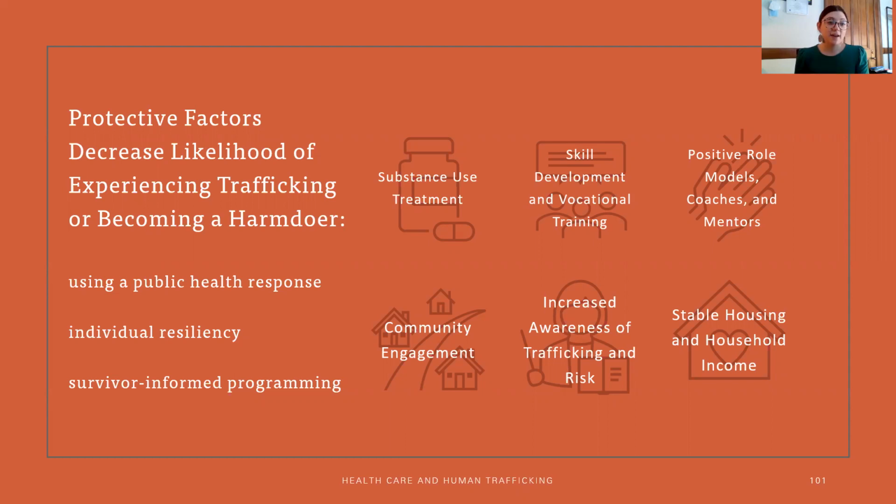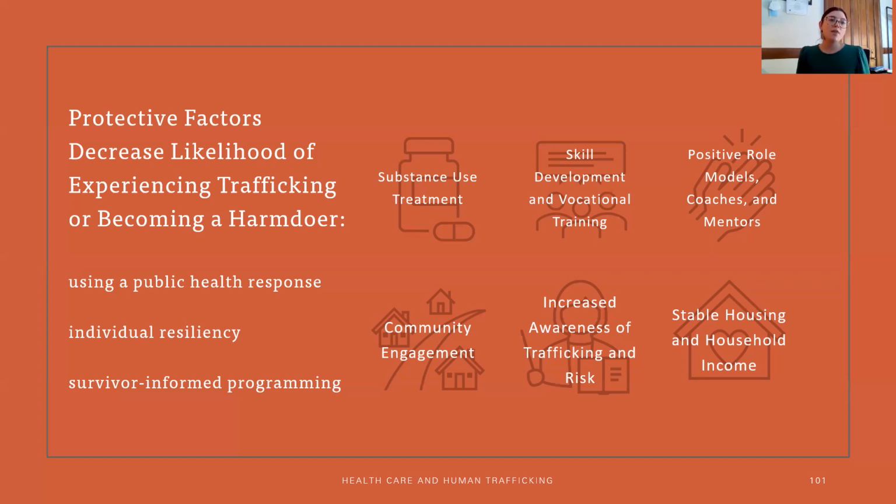So the different protective factors that decrease the likelihood of experiencing or becoming a harm doer are substance use treatment, right? Conversations on substance use, not just abstinence only. I know that's usually a thing with sex ed, but it's also a thing with substances, right? What does it look like when you're prescribed something, when you are self-medicating? How can you find alternative coping skills? Skill development and vocational training, job readiness, employment opportunities, conversations about when is a good time for you to get a job, and what does money management look like? Positive role models, coaches, and mentors.